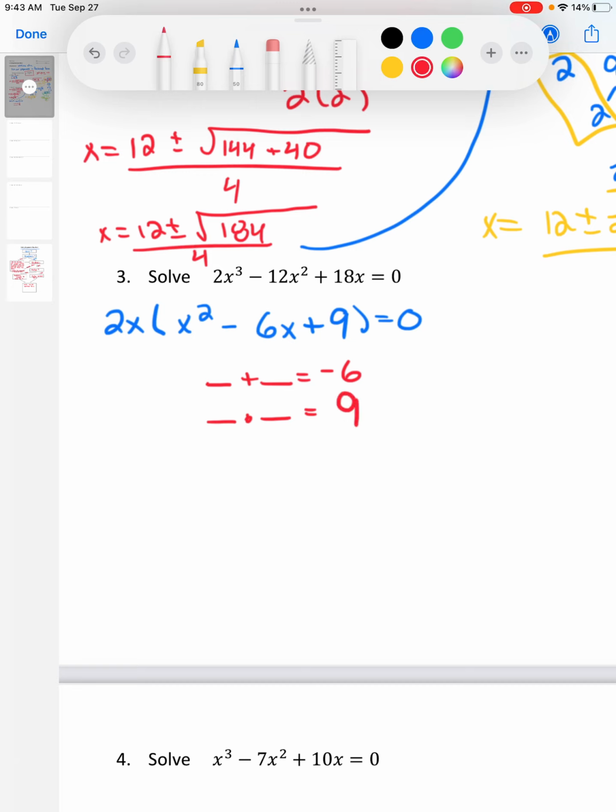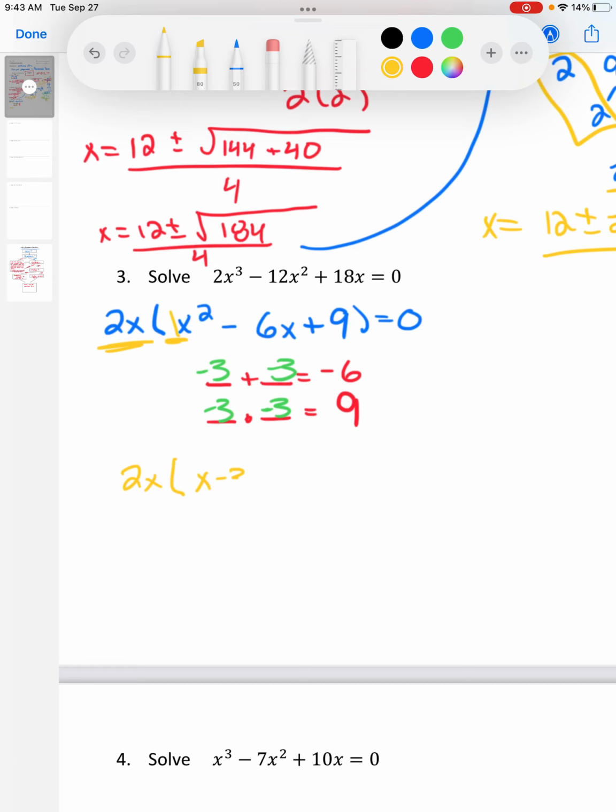Okay, 9. Sorry. So, are there two things that add to -6 and multiply to 9? Yes, there are: -3 and -3. So, I can factor it. Okay, we can't forget this 2x that we already factored out. And can I use the shortcut? Yes, because there's only a 1 in front for my a value.